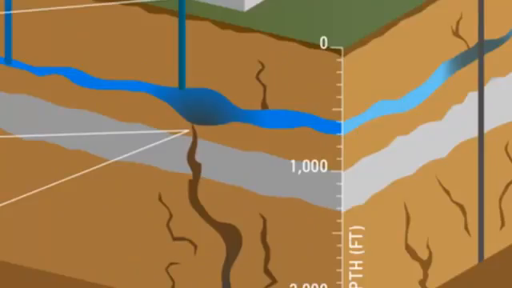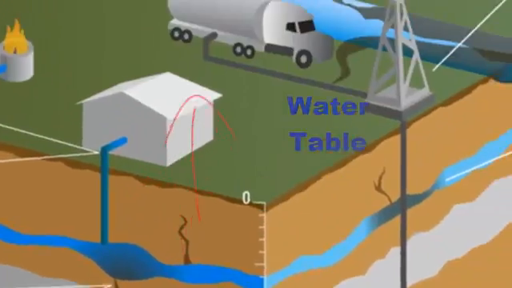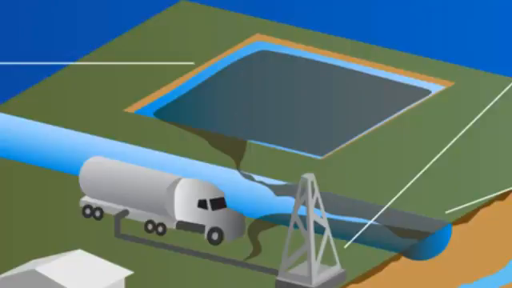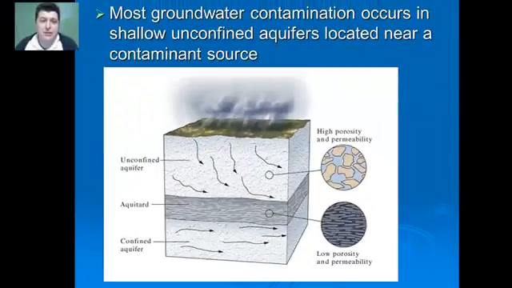Unfortunately, this high pressure fracturing can also introduce additional fractures which might release the gas and allow it to enter into our groundwater sources. Additionally, the fracking fluid must be stored in these lagoons, which sometimes are poorly constructed, and additionally when it rains, they can also overflow. So either the leaking lagoons or overflowing lagoons can also introduce hazardous water contamination. It will occur in shallow, unconfined aquifers near the contaminant source.